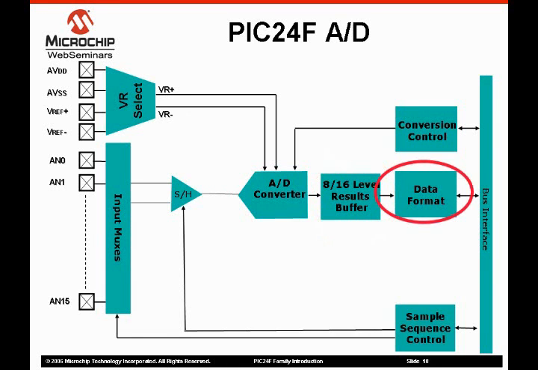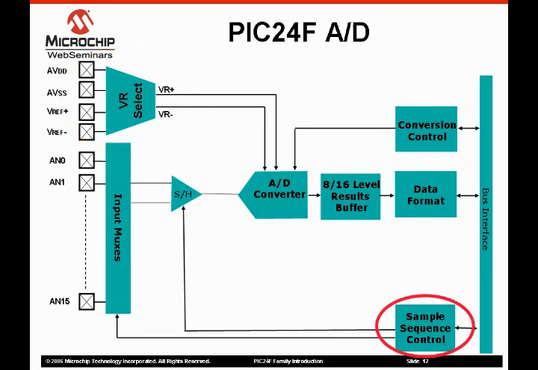Data conversion results can be stored in 4 different formats: unsigned integer, signed integer, unsigned fractional, or signed fractional. This allows the programmer to have the A to D results stored in the format assigned to the variables being used. The reference voltage can be assigned to any combination of external references and to the analog supplies.